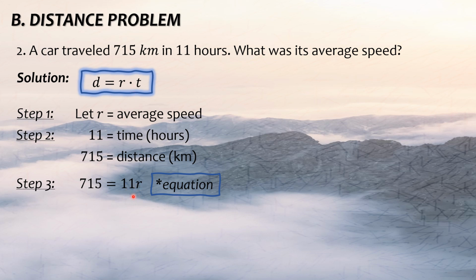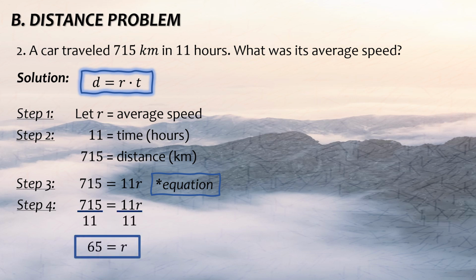Kapag magsusulat tayo or pagtatabihin natin ang constant at variable, palagi po mauuna ang constant. So, para makancel natin yung ating 11 sa tabi ng R, we have to divide both sides by 11. And then, cancel yung 11, therefore, the value of R is 65. And 65 is the average speed.